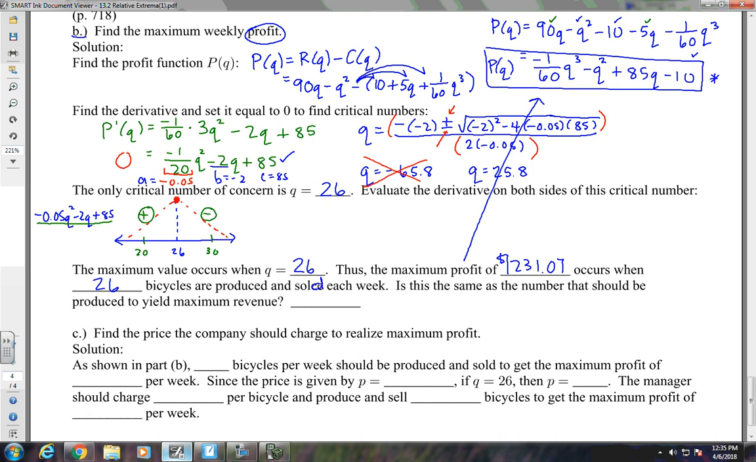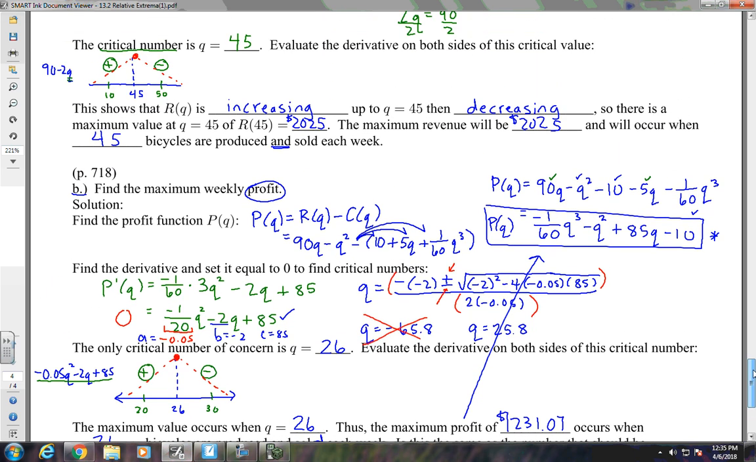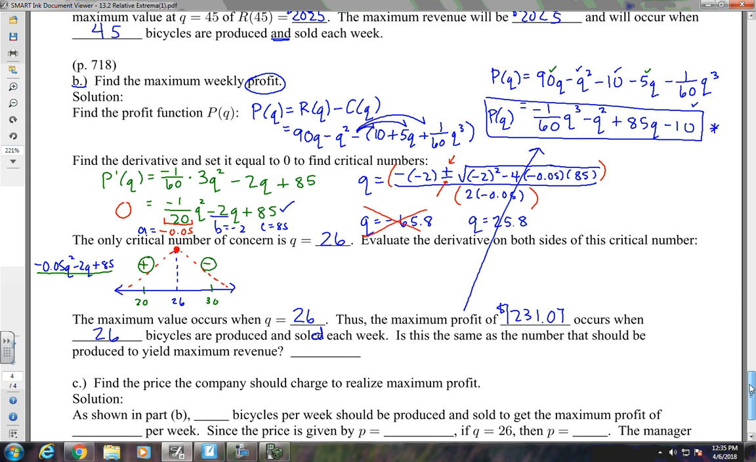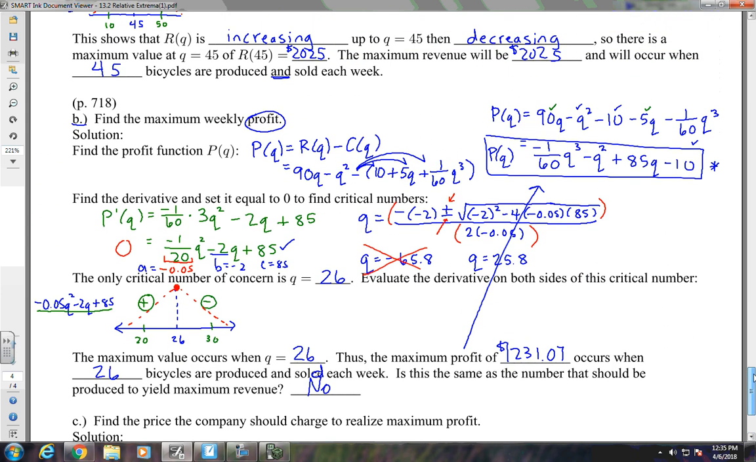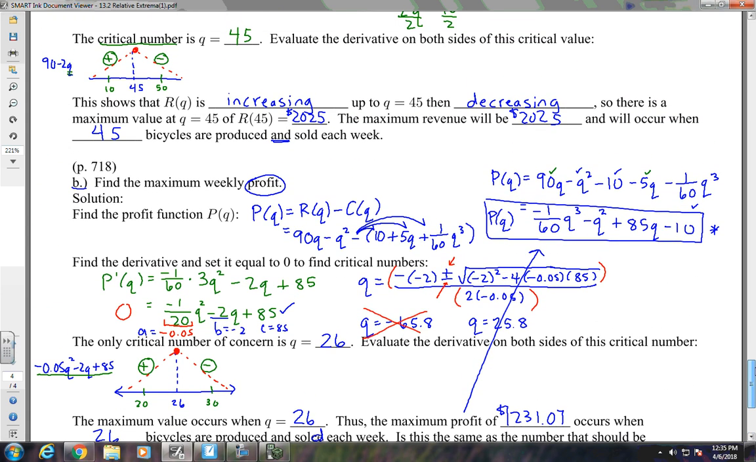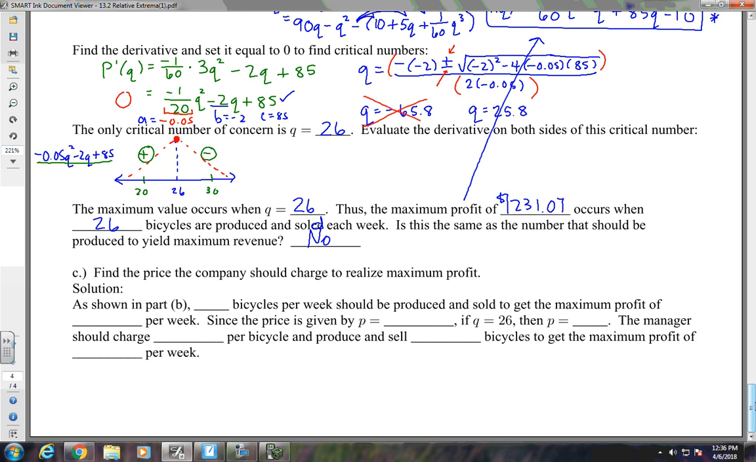Now, what was it for maximizing revenue? To maximize revenue, we had to produce 45 bicycles, but to maximize profit, we only need to do 26. This is not the same number. Isn't that interesting? Good thing we looked at maximizing profit. Takes a lot of hard work, a lot of labor, a lot of materials to produce 45 bicycles. It maximizes revenue. But when we subtract our cost, it doesn't pay off. We only need to make 26 bicycles to maximize profit.